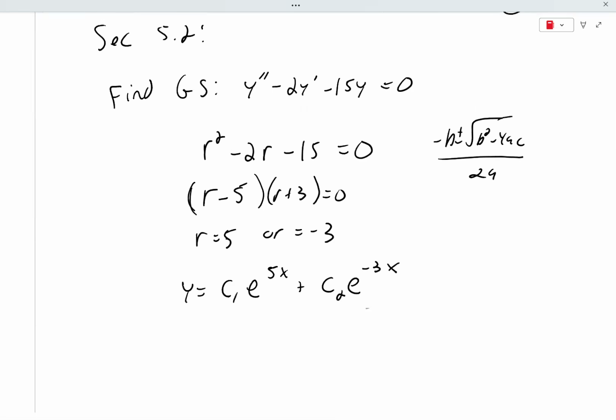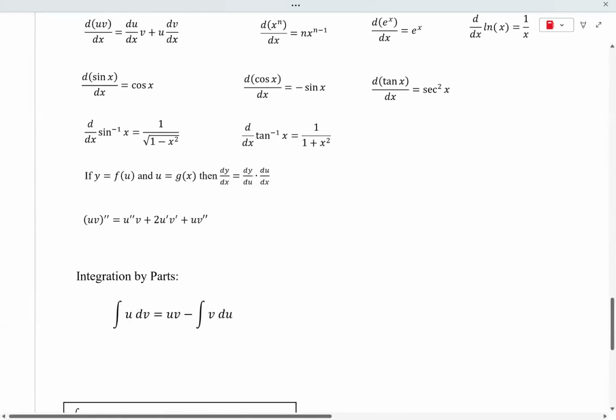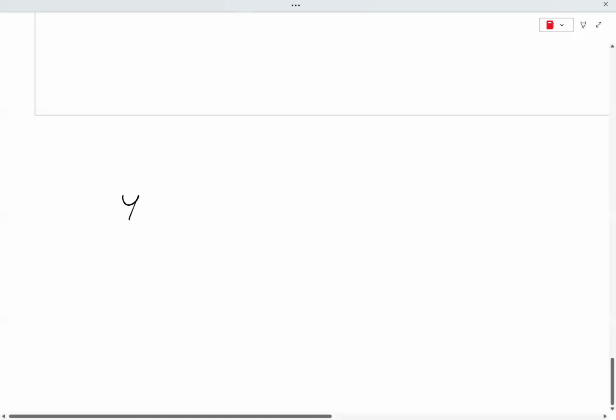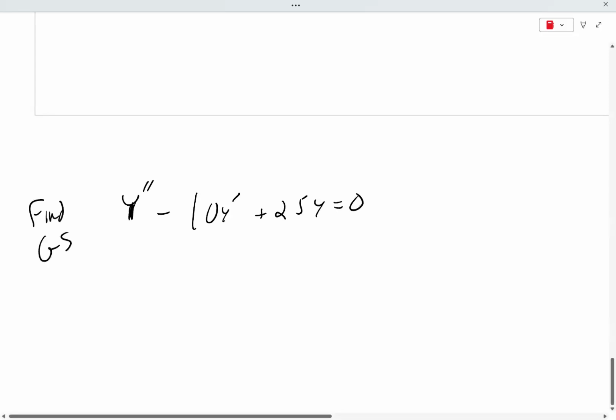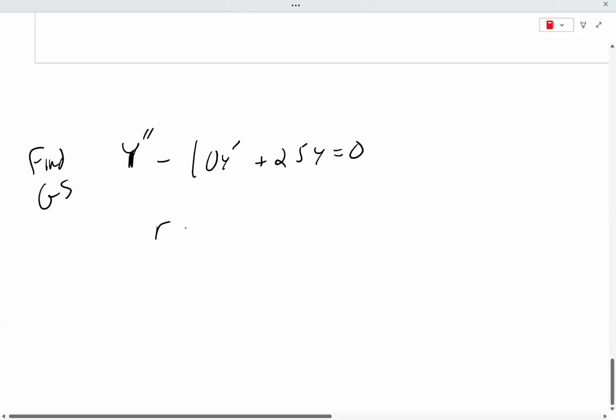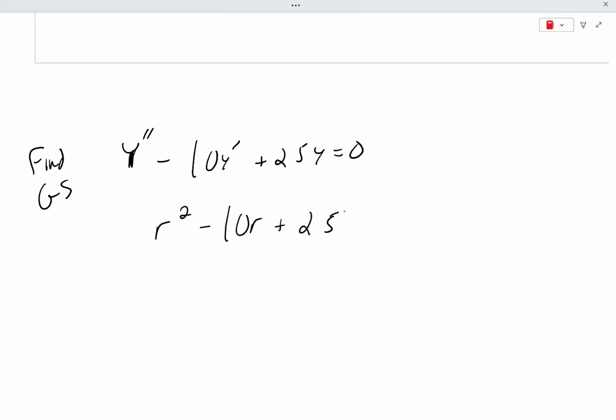So that's that case. And then the second case, let me go down here, like this one. Find the general solution. You write down the characteristic equation again. So it's r squared minus 10r plus 25 equals 0. So you solve this one however you do that, you get r minus 5 equals 0. So you get r equal 5. It's repeated.